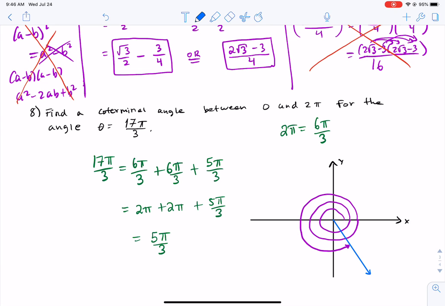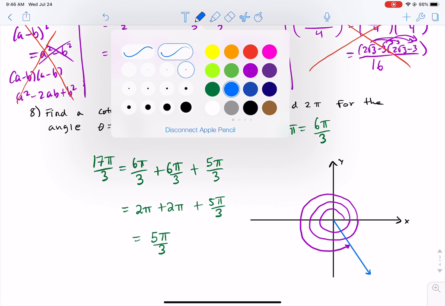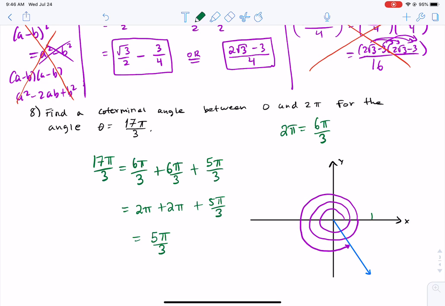So why bother with all of this when you can just start at the positive x-axis and end here? Why go around twice, when you don't need to? So why will this be useful? Evaluating sine at 17 pi over 3 will be the same thing as evaluating any trigonometric function, like sine, at 5 pi over 3. They will have exactly the same value, right? So that is a review of problems for 6.2.